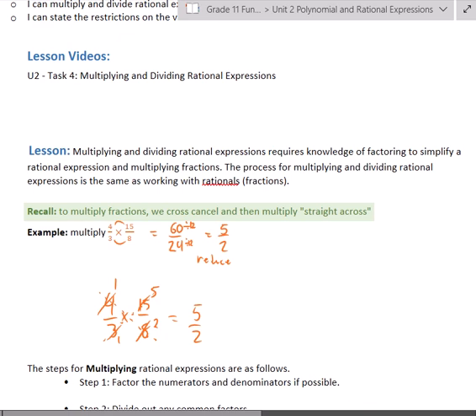So really the only difference between these two methods is that in one, you're reducing before you do the multiplication, and in the other, you multiply and then reduce. When you work with rational expressions, it is recommended that you use this method, dividing out common factors and then multiplying.